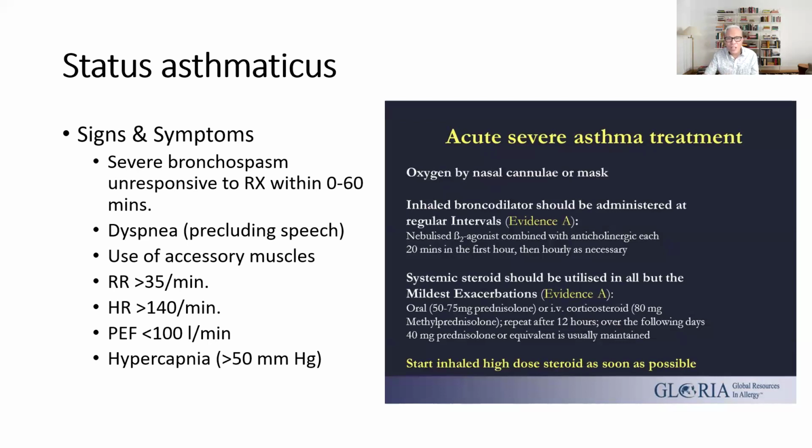And when they have accessory muscle use, as well as respiratory rates above 35, heart rate above 140, a PEF of less than 100 liters per minute, and retention of carbon dioxide, all these are going to be signs of status asthmaticus. So status asthmaticus is usually treated with bronchodilators as well as epinephrine and steroids. In addition to that, they would also require intubation and mechanical ventilation sometimes.